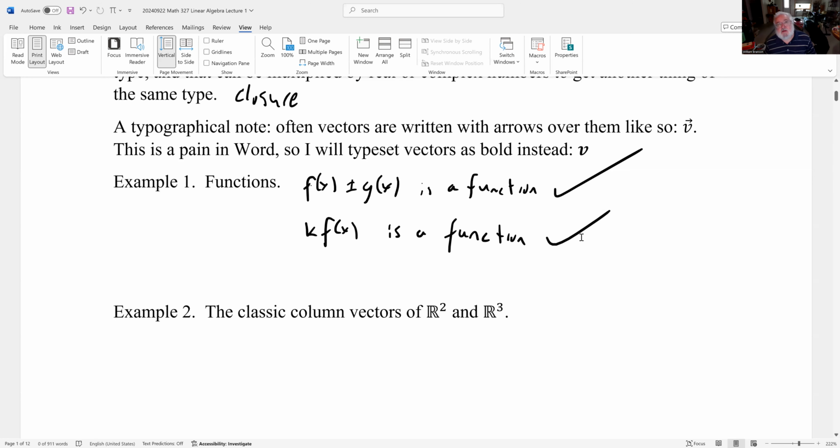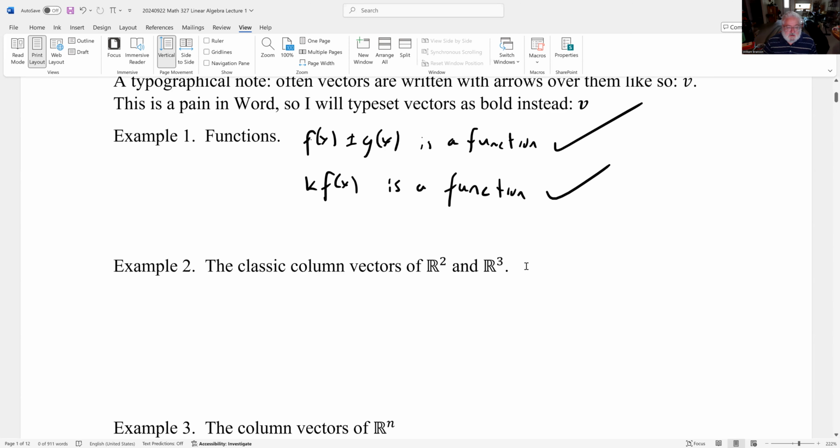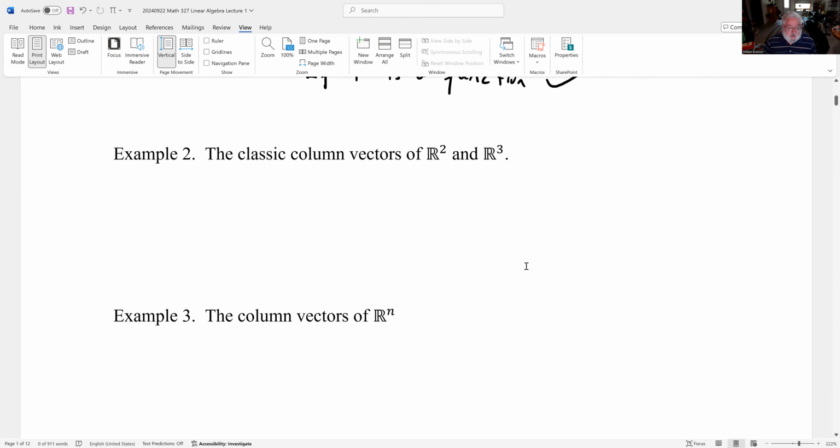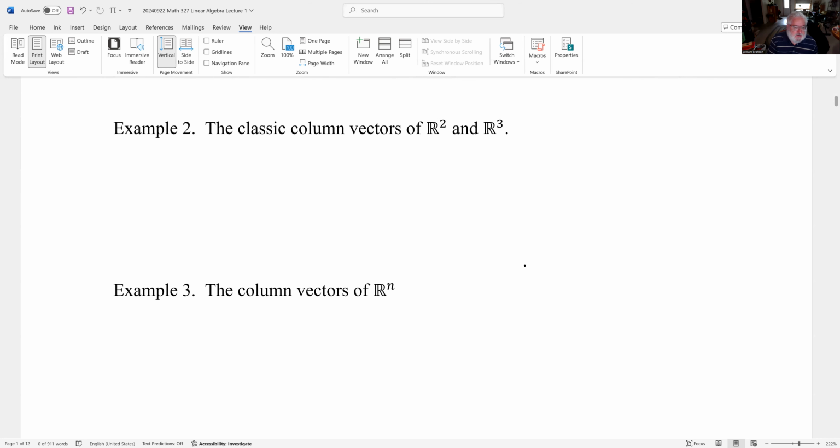This is important to us because we want to be able to think of solutions to differential equations in a linear algebra sense, which means thinking about functions, the solutions, as being vectors.